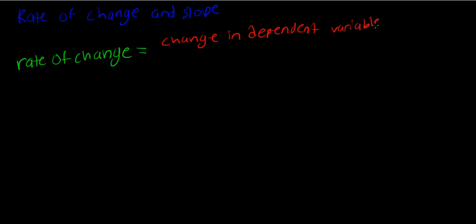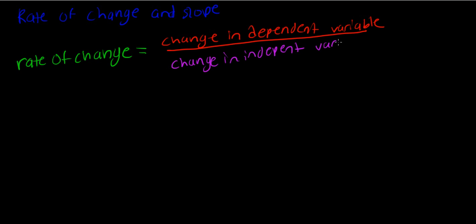The rate of change is similar to the slope of a line in that it is the change of the y over the change of the x. So when we look at slope, we look at the rise over run, which is the same thing as the change in y over the change in x. Remember that y is the dependent variable and x is the independent variable.